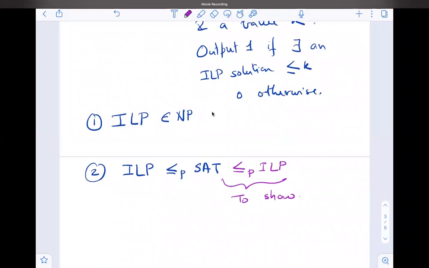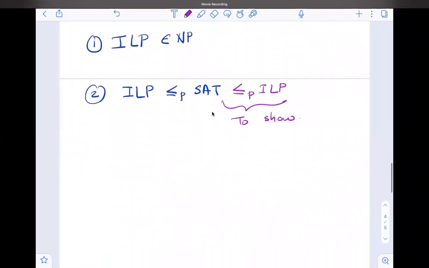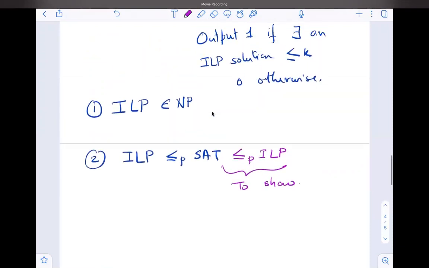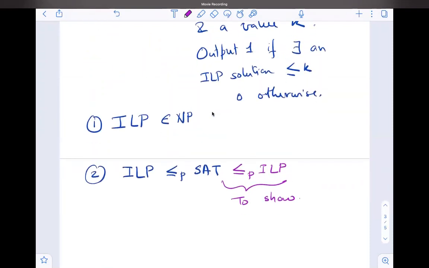Maybe let me give you guys 2 minutes to think about it. How would you try to solve this statement? Please try it individually. What does it mean? How would you prove that SAT reduces to ILP?